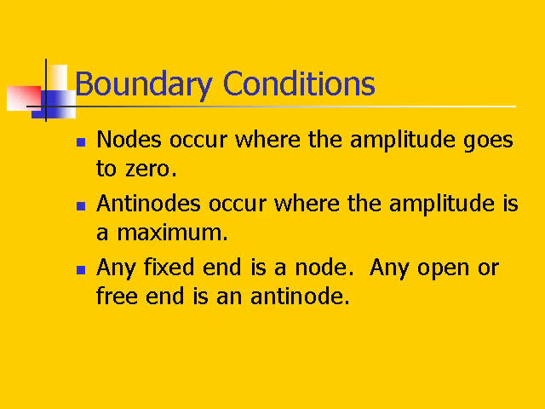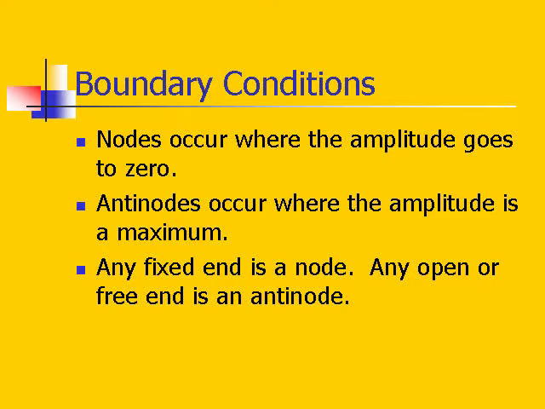So those patterns that I illustrated on the previous slide are for a string which has two fixed ends. One end, the oscillator, is a fixed end. The other end is a pulley end. That's a fixed end. So the waves have to go to zero at a fixed end. So both ends of those are nodes where the amplitude goes to zero. The antinodes are where the amplitude is a maximum.